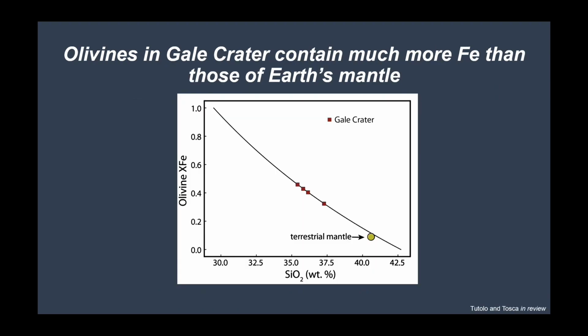And of course, as you probably expect, from the fact that it is the red planet, right, it is covered in iron, the olivines in Gale Crater are all significantly more iron enriched than the terrestrial mantle.